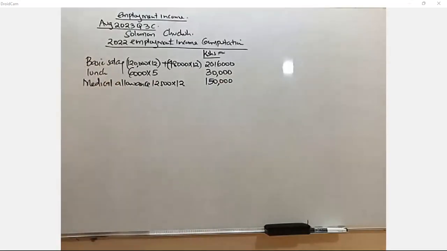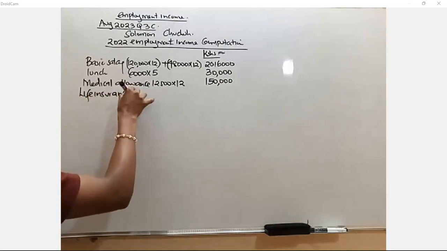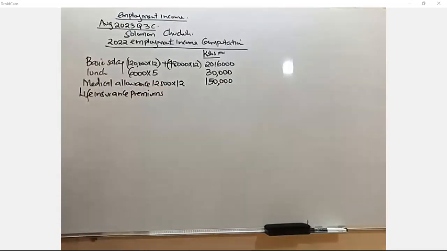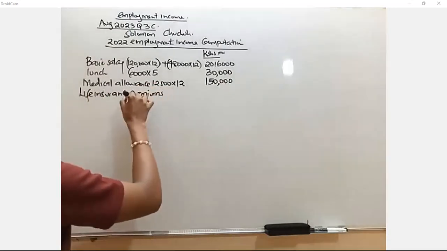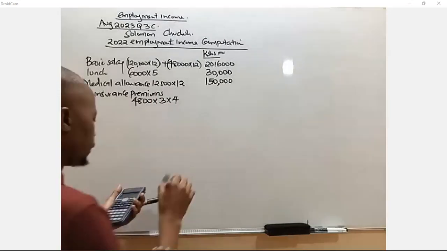Then the next one, we are told the company paid life insurance premiums of 4,800 per month for each member of his family from 1st September 2022. So we multiply 4,800 by the three people, himself and the rest of the family, and by how many months? From 1st September: September, October, November, December, so 4. So it will be 4,800 times 12, we are getting 57,600.